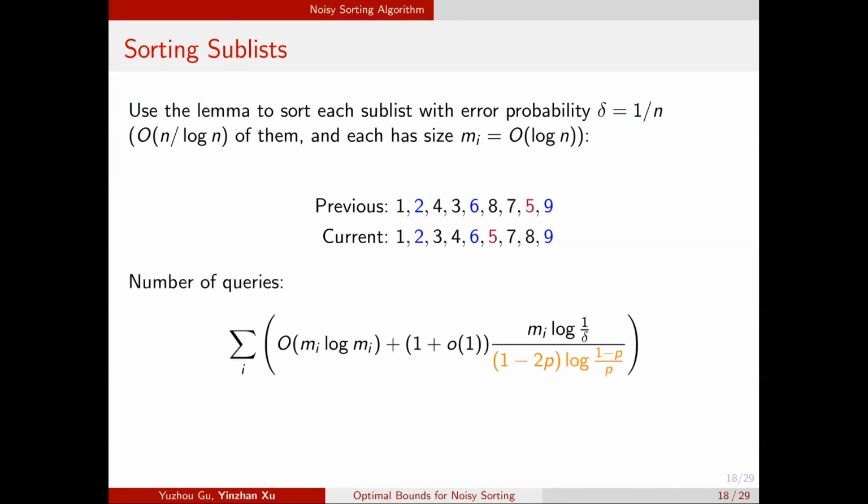And the number of queries is just the number of queries of the lemma applied on each of the sublists. And so the total number of queries is this summation. And the first term, because mi is only log n, its summation becomes n log n, which is a lower order term. And for the second term, the number of queries becomes our replication bound.